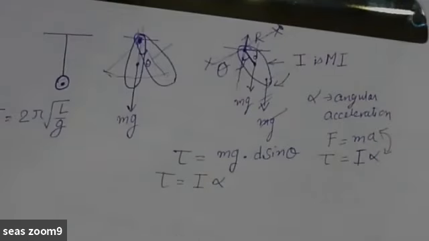So tau is equal to I alpha, and so we can simply write that I alpha is nothing but mg d sine theta. We also know that theta is very small, so it becomes mg d theta. If the angle is very small, sine theta is theta.